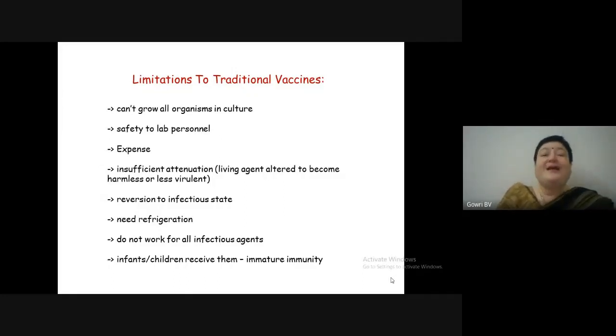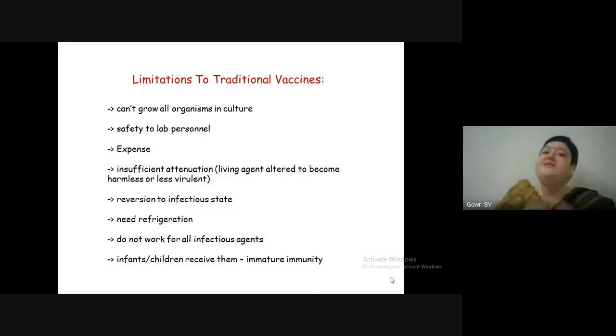Of course, it is very expensive. The reason, as I told you already, is that greater than 100 million eggs is not a joke. You have to rear hens for that, so you need larger space to cultivate these types of animals, a model that can be used for production of vaccines. So the expense of producing traditional vaccine is higher. And when there is insufficient attenuation, there is always reversion to an infectious state. Or if it is a virus particle, you have to attenuate it and then produce the vaccine.